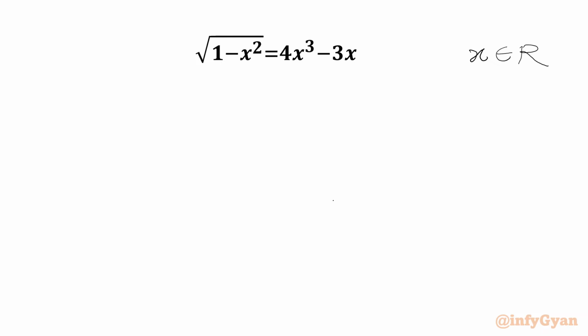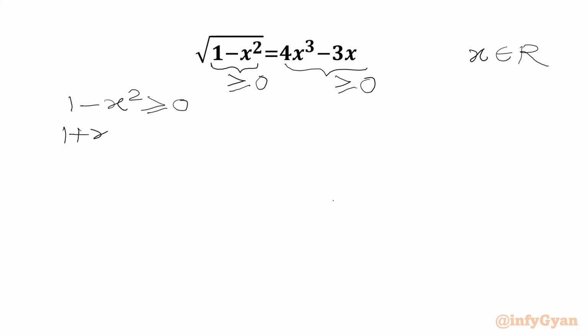Now we will begin with finding the domain of the equation first. For x to be real, our radicand must be non-negative. So I will write here 1 minus x square should be greater than or equal to 0. Or we can write (1 plus x) times (1 minus x) should be greater than or equal to 0.